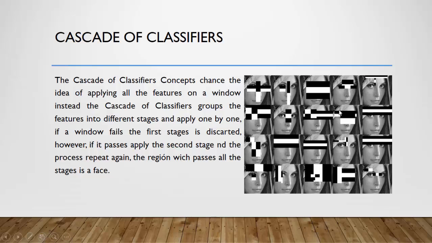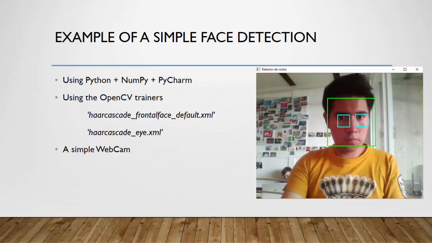So we can show an example of that. Finally, we will show you a simple face detection using Python plus the software Anaconda plus the IDE PyCharm. We will use the OpenCV trained classifiers, for example, Haar cascade frontal face, and Haar cascade eye, and a simple webcam. So this is the result of that.